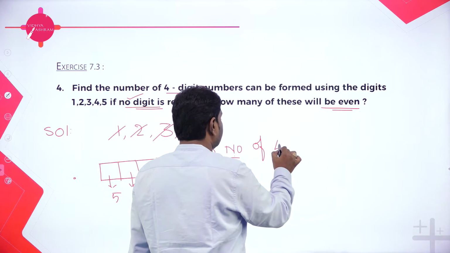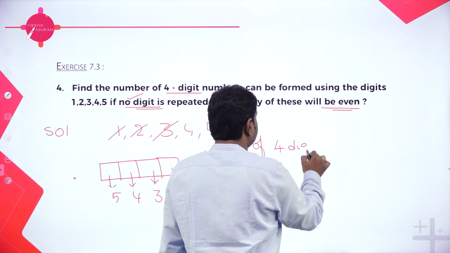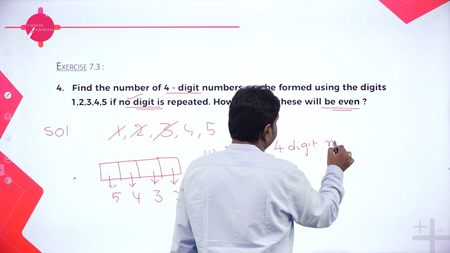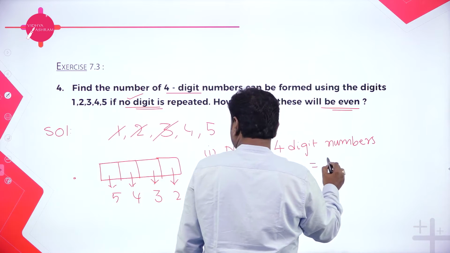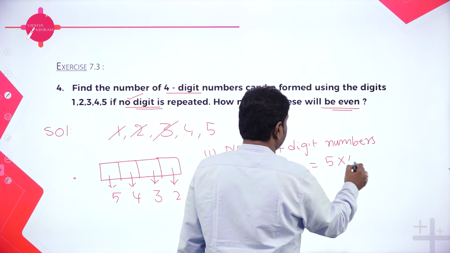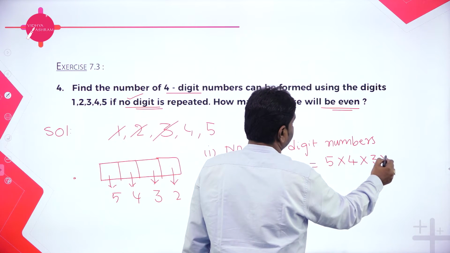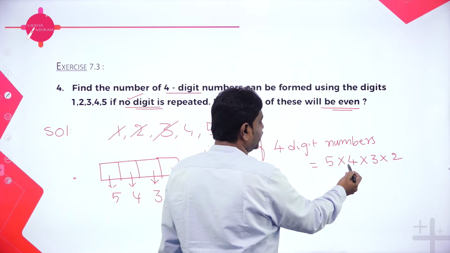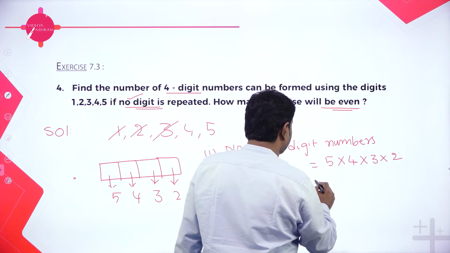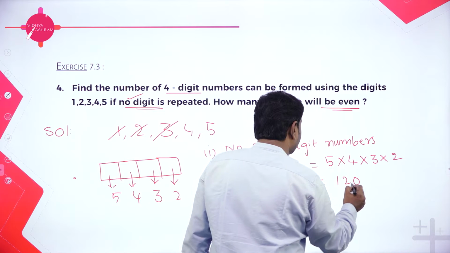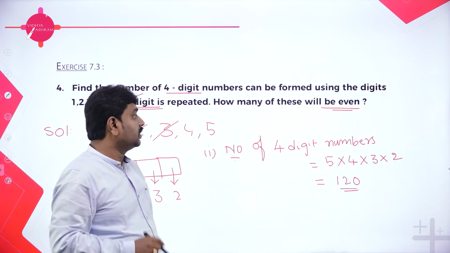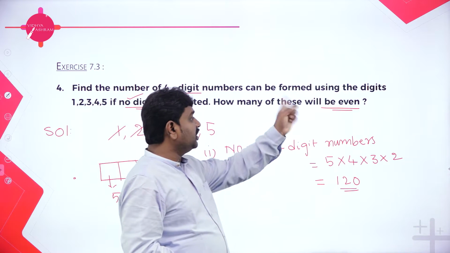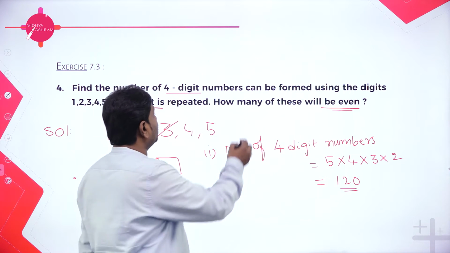Number of 4-digit numbers is equal to 5 into 4 into 3 into 2. That is, 5 4s are 20, 20 3s are 60, 60 2s are 120. So 120 4-digit numbers you can form. How many 4-digit numbers can you form? 120. And the second part, how many of these will be even?